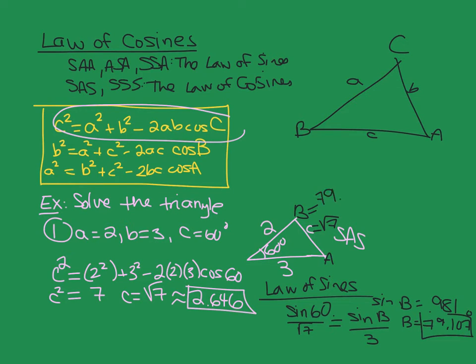Again, you can use the law of cosines again. You can even use the law of sines again. Not recommended. We know that there's 180 degrees in the triangle, so rather than using either of the two laws, it's easier if you just remember that they all add up to 180. So I added together 79 and 60, subtracted that from 180, and I got 40.893 degrees. And now I have all three sides and all three angles, so I'm done with that one.